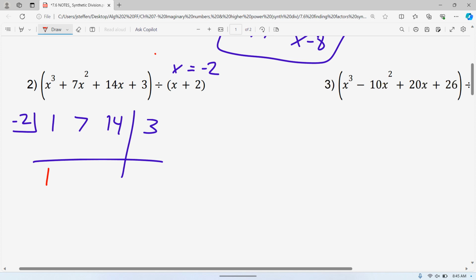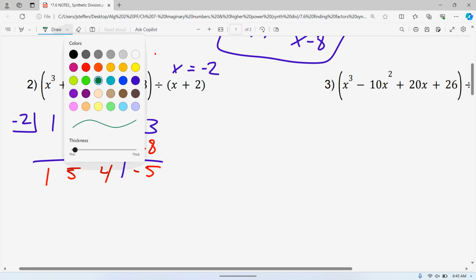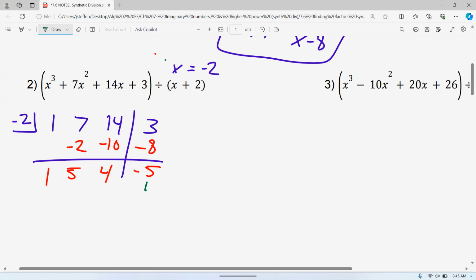-2 times 1 is -2. 7 plus -2 is 5. -2 times 5 is -10. Add those together, +4. -2 times 4 is -8. Add those together, -5. Have that. That is our remainder.